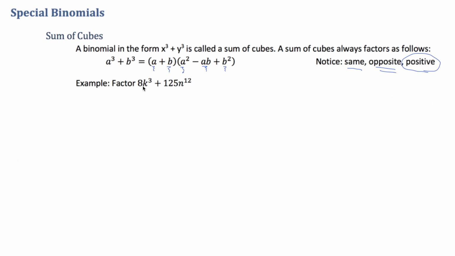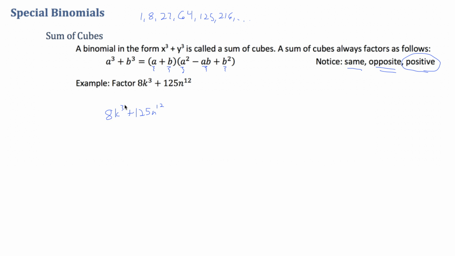So we want to factor this. We have 8k cubed plus 125 n to the 12th, and we want to know, are these perfect cubes? Well, first, are there any common factors? There are not. So we have 8k cubed plus 125 n to the 12th. This has one thing that's a little different here. Remember, 1 cubed is 1, 2 cubed is 8, 3 cubed is 27, 4 cubed is 64, 5 cubed is 125, and 6 cubed is 216.